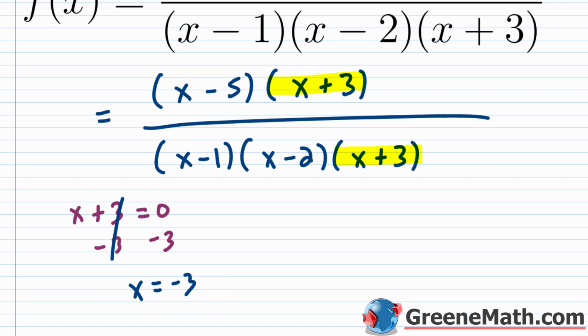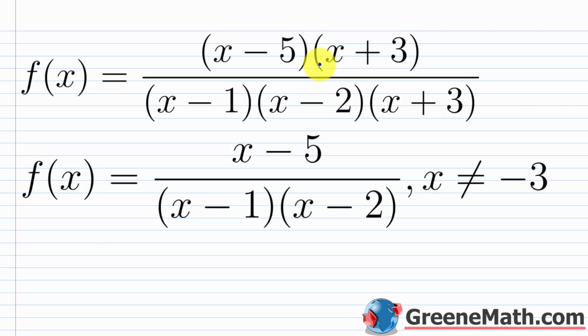So let's just come down here. Well, we cancel this with this. So when we cancel a common factor of x + 3 between the numerator and denominator, we end up with this simplified form here. So f(x) = (x - 5) / ((x - 1)(x - 2)). But we have to say for x not equal to -3, because in the original rational expression, x was not able to be equal to -3 because that gave me division by 0, which again is undefined. So you have to carry that restriction over.